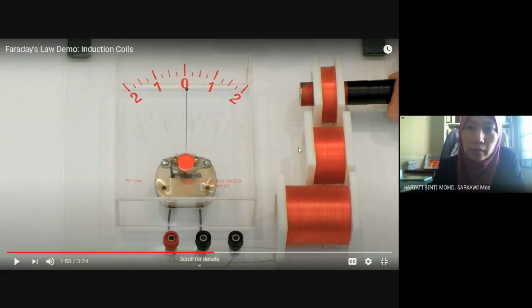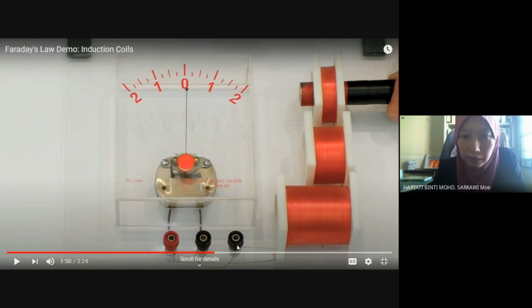Okay, so when the magnet is pushed in, you can see that the galvanometer pointer deflects to one side. Okay, let's say to the right. And then when you pull the magnet out, you will see the galvanometer pointer deflect to the other side. Okay, push in, it deflects to one side. And when the magnet is stationary, the galvanometer pointer goes back to zero. Then you pull out, it will deflect to the other side and go back to zero.